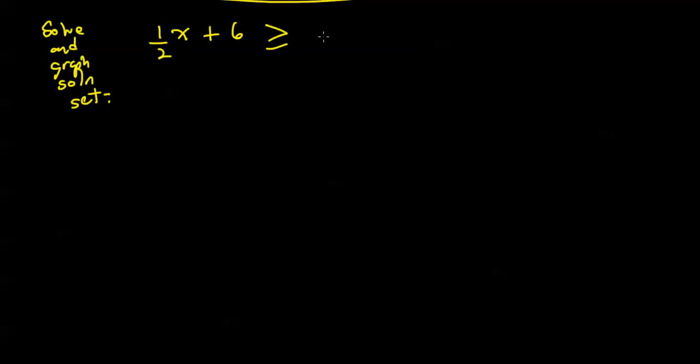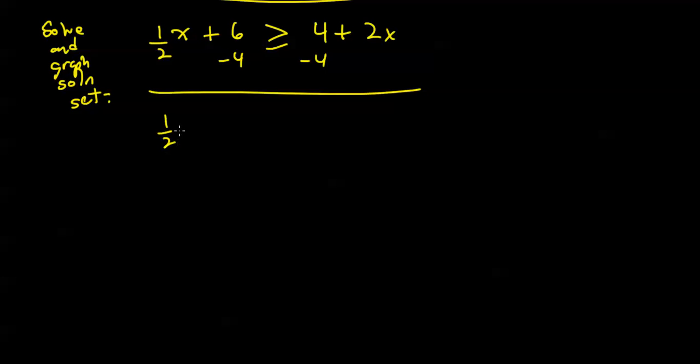Let's do another one. Solve and graph the solution set for the following inequality statement: 1/2 x plus 6 is greater than or equal to 4 plus 2x. Clearly I'm going to want to multiply through by 2, but I'm going to hold off on that until I subtract 4 from each piece of this inequality statement. 1/2 x plus 2 is then greater than or equal to 2x.